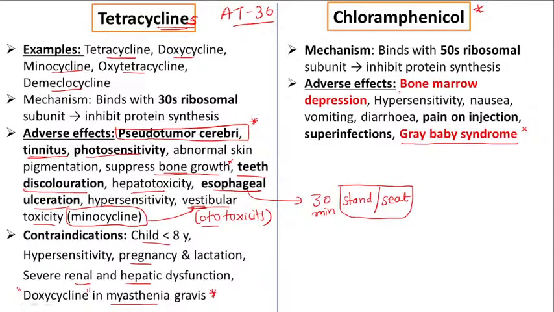Gray baby syndrome, and another would be bone marrow depression. These are the two specific adverse effects associated with chloramphenicol, and that is why children get this problem. The gray color is actually its metabolite that gets accumulated in the baby's skin, and that is why the color of the baby becomes gray. So that is the reason we call it gray baby syndrome. And chloramphenicol is a protein synthesis inhibitor.